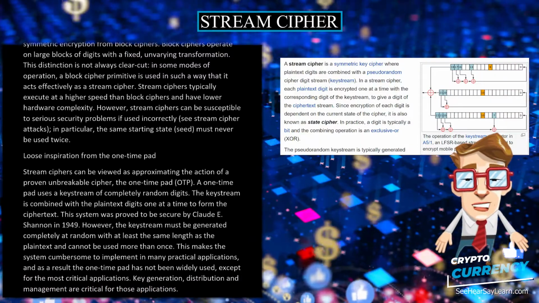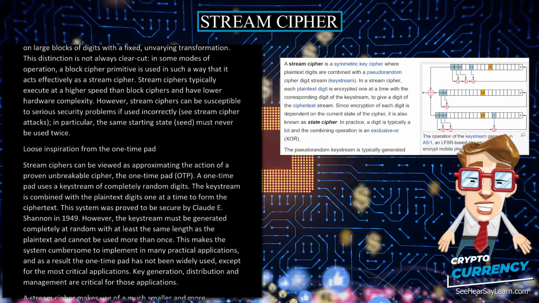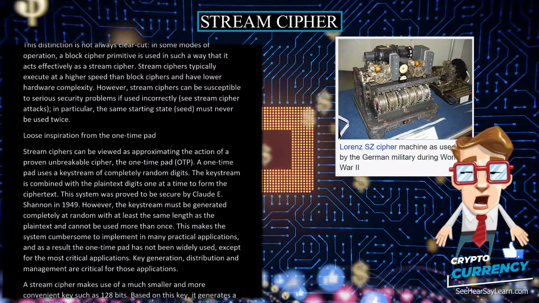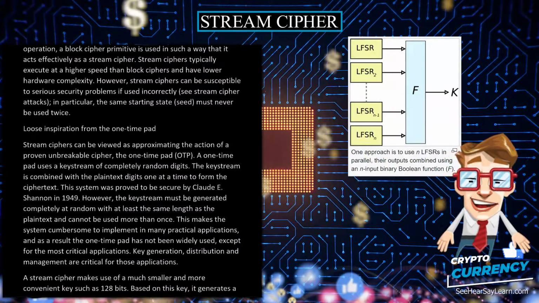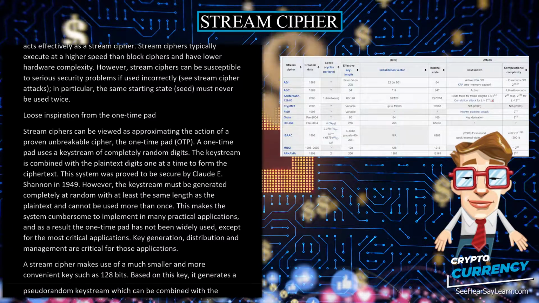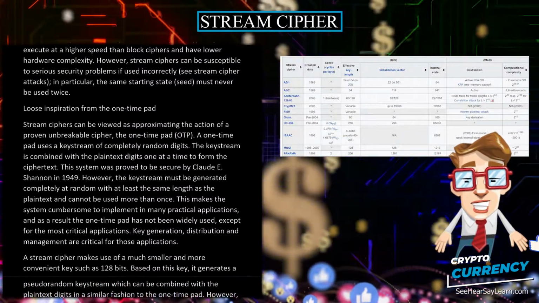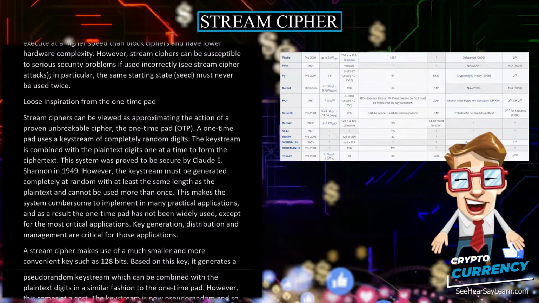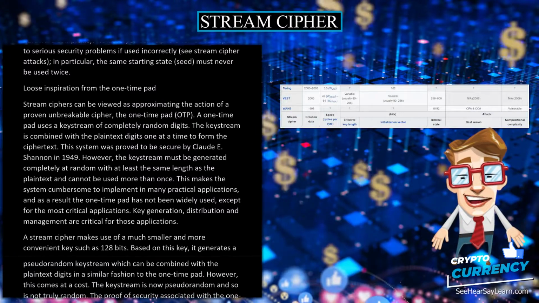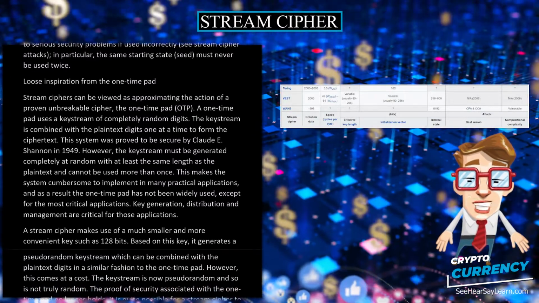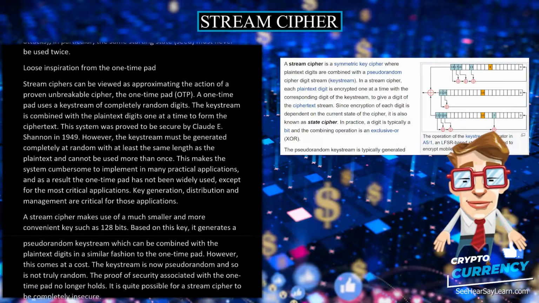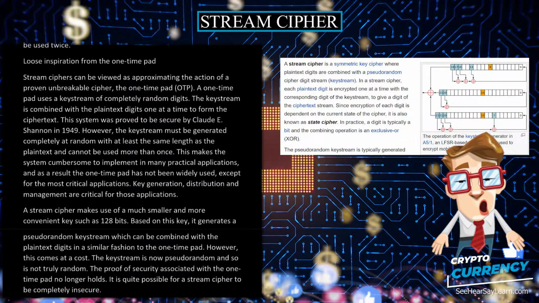Loose inspiration from the one-time pad. Stream ciphers can be viewed as approximating the action of a proven unbreakable cipher, the one-time pad, OTP. A one-time pad uses a keystream of completely random digits. The keystream is combined with the plaintext digits one at a time to form the ciphertext. This system was proved to be secure by Claude E. Shannon in 1949. However, the keystream must be generated completely at random with at least the same length as the plaintext and cannot be used more than once.